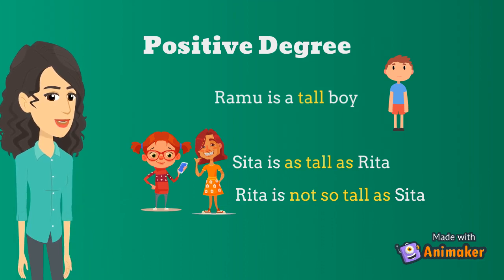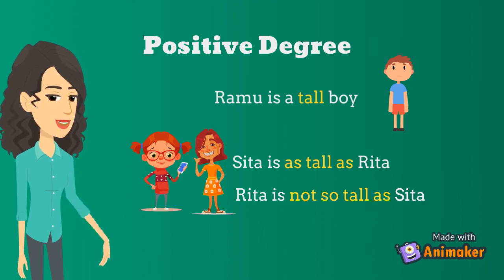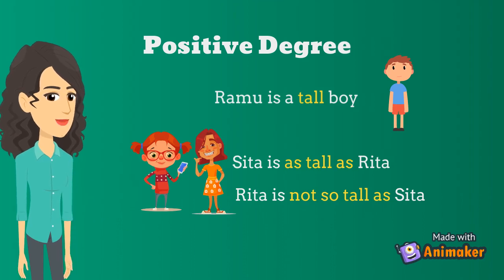Sita is as tall as Rita. In this we don't compare Sita and Rita, but we say that they both are the same height. It can also be said as Rita is not so tall as Sita. They both mean the same.